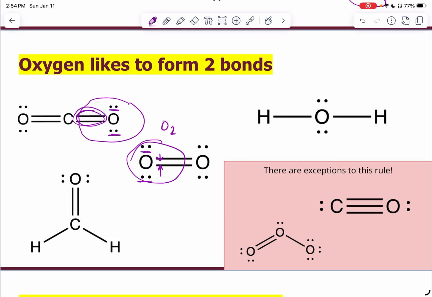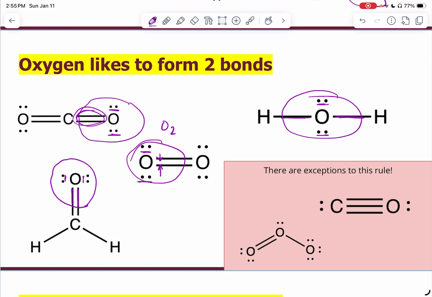Over here we have water, and you can see it has also 2 bonds. So here's 1, here's 2, and then it's 2 non-bonding pairs. And even over here, this is formaldehyde. We've got 2 bonds, 2 lines and a double bond, and then 2 non-bonding pairs.